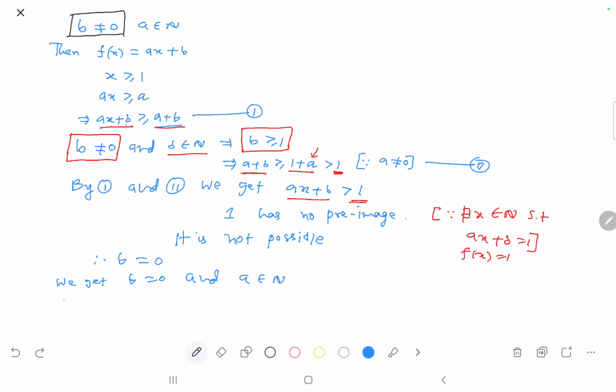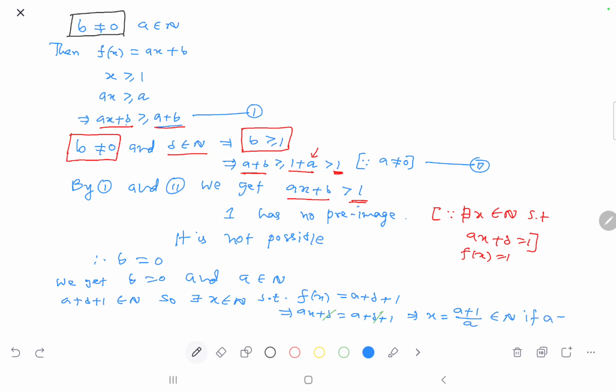How do you do this? So, a plus b plus 1, same logic, is a natural number, right? So there exists x belonging to the natural numbers such that f(x) equals a plus b plus 1. So this means ax plus b equals a plus b plus 1. So b and b cancel out. We get x equal to (a plus 1) divided by a, right? Now, a is a natural number, so this will be a natural number, belonging to N, if a equals 1. Got it?